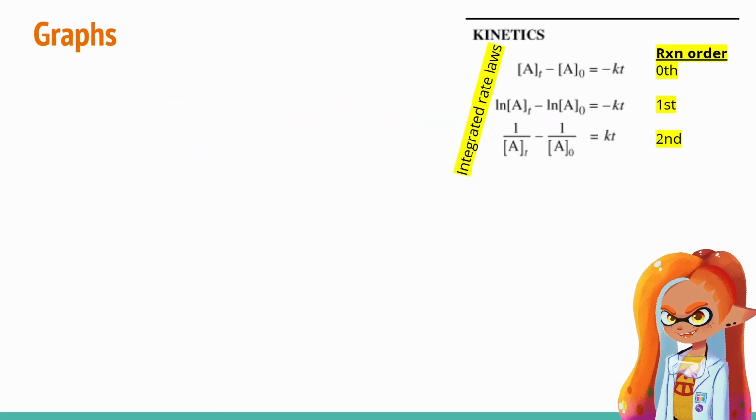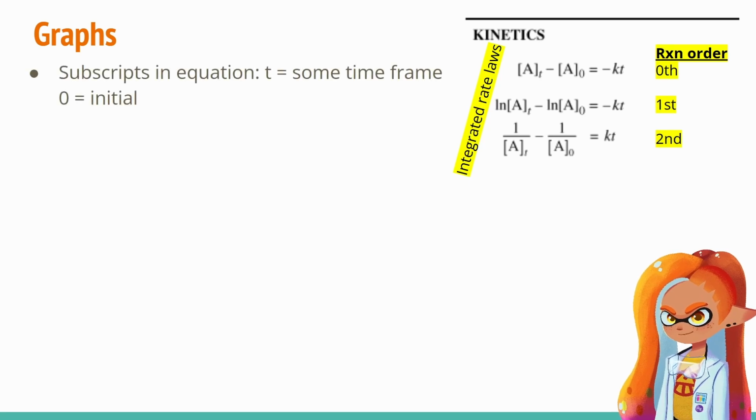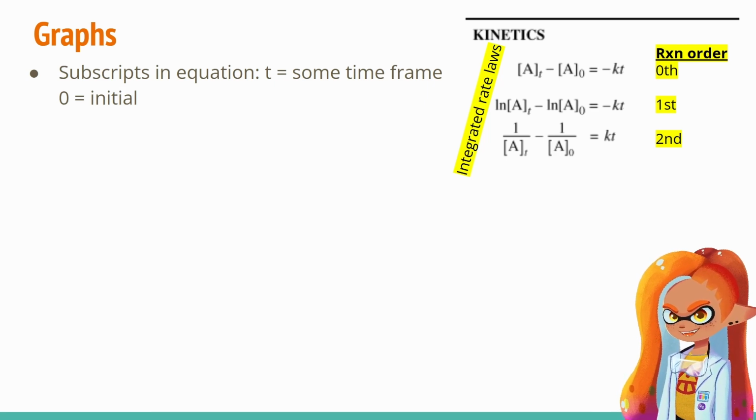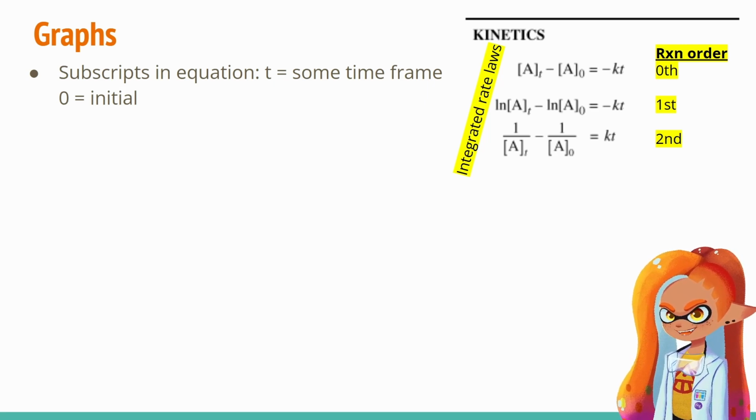Okay, so I have it off to the side over there. And so the subscripts, in case you're still confused about the subscripts, the T is whatever time frame you're trying to analyze, whether it's 5 seconds, 100 seconds, 20 years, whatever. And then the 0 corresponds to initial, like it always does.